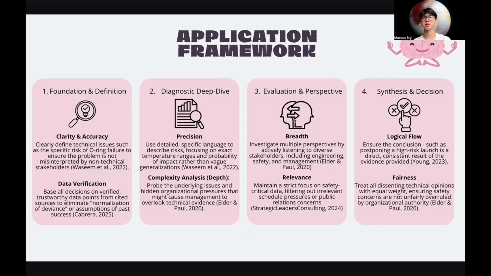Finally, we reach synthesis and decision. We look for a logical flow. The final conclusion, such as postponing a high-risk launch, must be a direct, consistent result of the evidence provided. Lastly, we ensure fairness. We treat all dissenting technical opinions with equal weight, ensuring that safety concerns are never unfairly overruled by organizational authority. By following this framework, we ensure that problem solving is organized and guided by specific criteria rather than subjective opinion, ultimately protecting against the types of failures seen in cases like the NASA Challenger disaster.